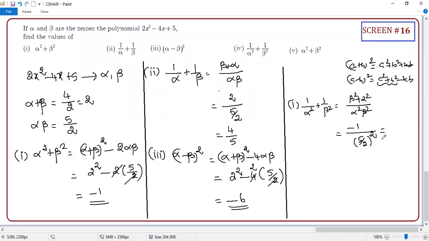So 2 will go that side, 5 by 2 the whole square is 25 by 4. So minus 4 by 25. Is it correct or not? That is the fourth one. Question number 1 and 5 are repeated, right, sir? Okay. Still, you write it, student. Even if they ask, no problem. You just write alpha square plus beta square equals minus 1 directly. Any doubt?